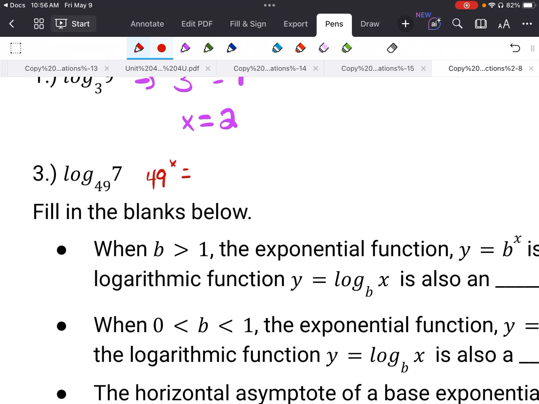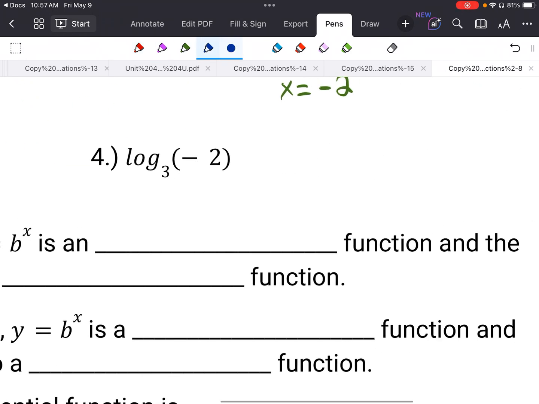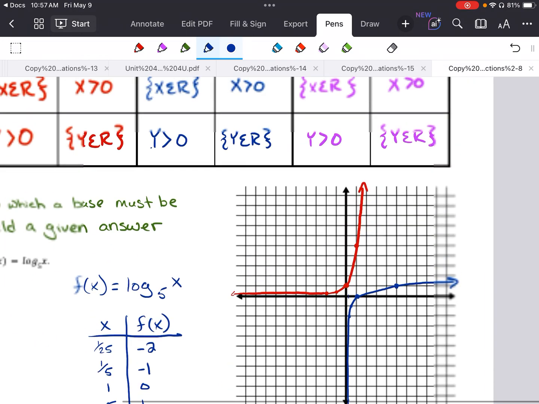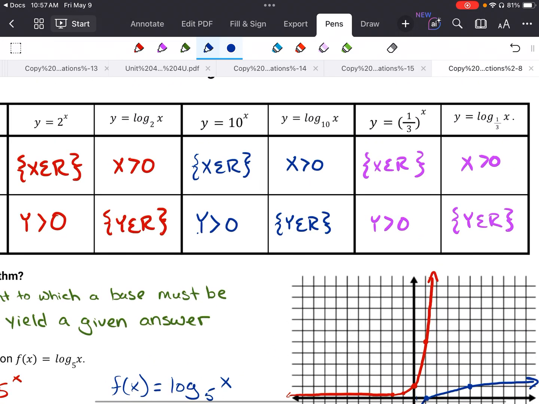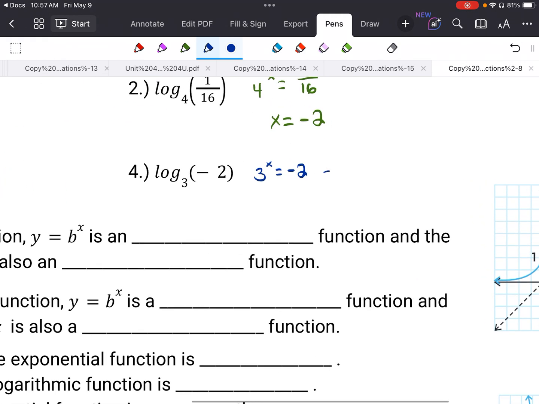Next, 49 to the power what equals 7. So this is backwards, and we know that the square root of 49 is 7, and based off prior knowledge, the square root exponent is 1/2. And finally, 3 to the power what equals negative 2? Well, as I mentioned before, and we look up here at our logs, our x always has to be positive. So this is undefined.